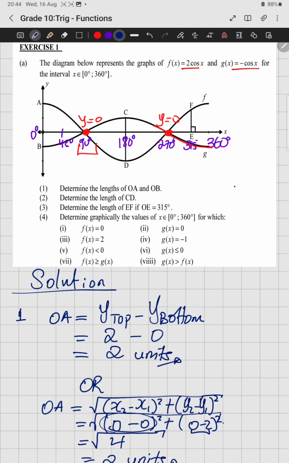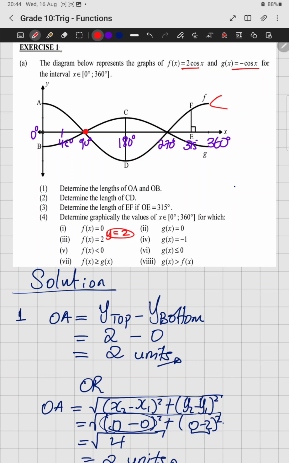So meaning that, let me just try to erase this portion here. That's perfect. So meaning that we want to know what are the values of x when y is equal to 2. Only when y is equal to 2, y of f of x, not g of x. Okay, so now let's look here. Let's look where y is equal to 2.